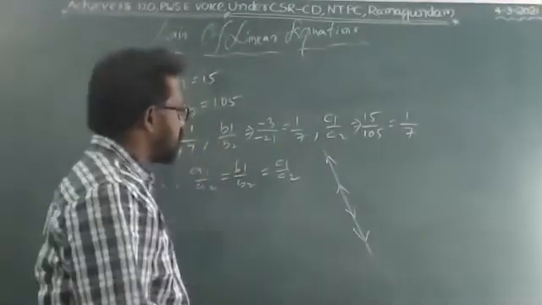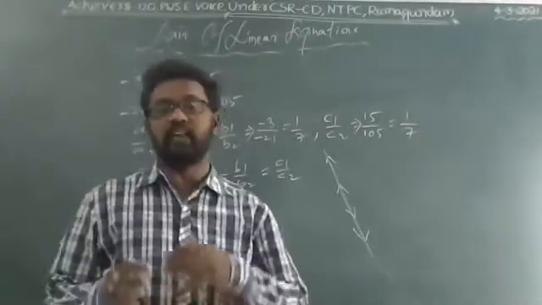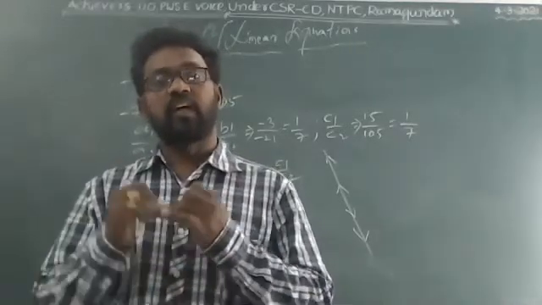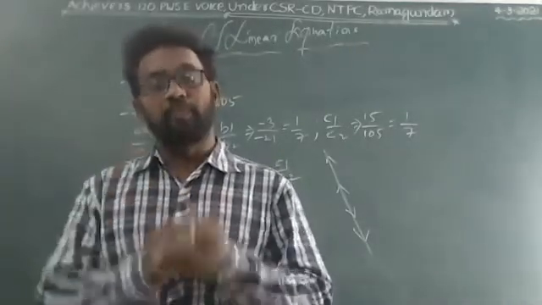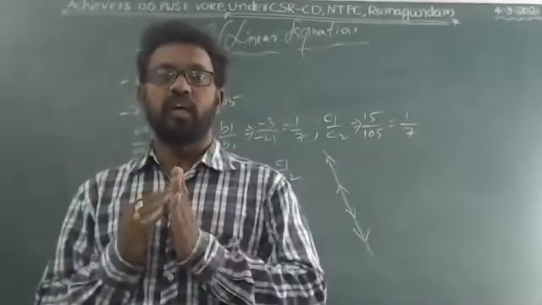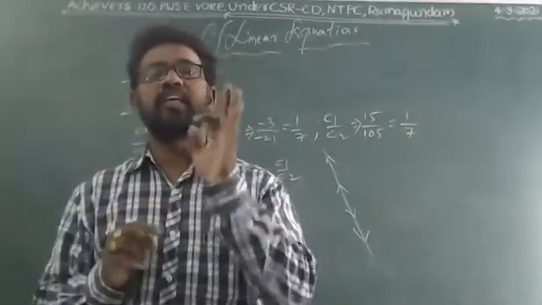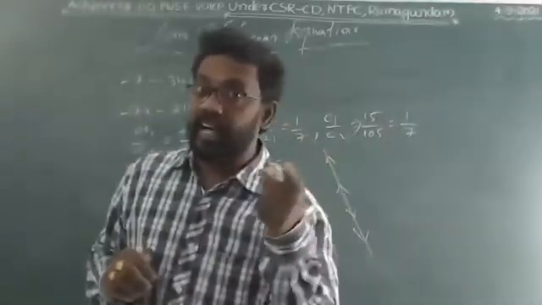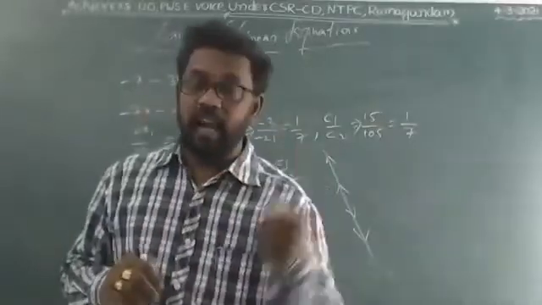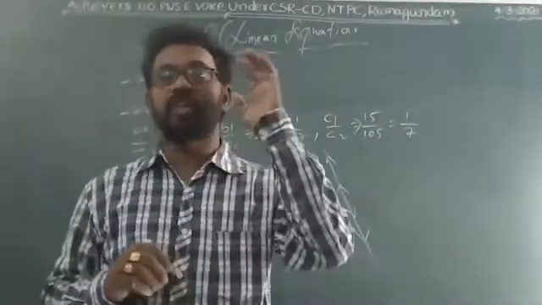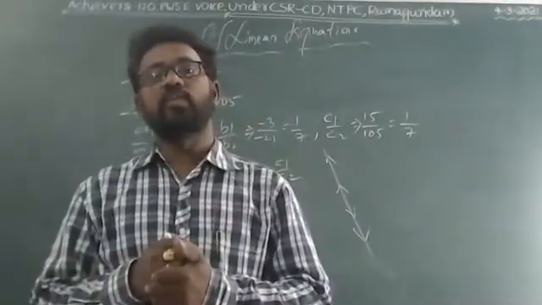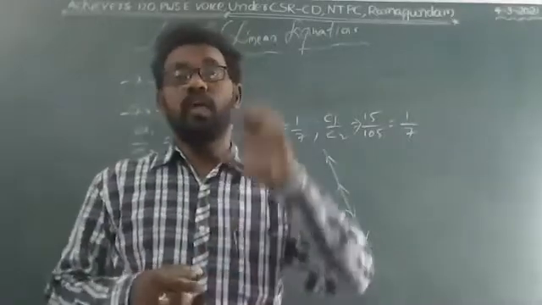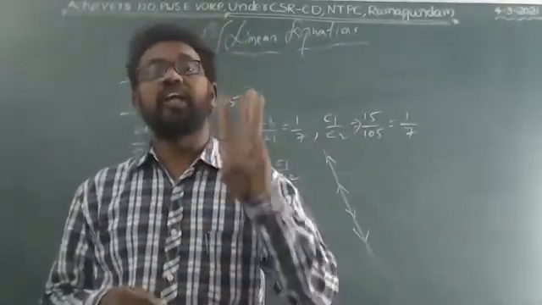Okay, children, these are the comparisons of the graphical system: intersecting lines, parallel lines, and dependent lines. These three are the most important. When you see the equation, you should identify whether it is a pair of intersecting lines, parallel lines, or dependent lines of linear equations. You have to see.